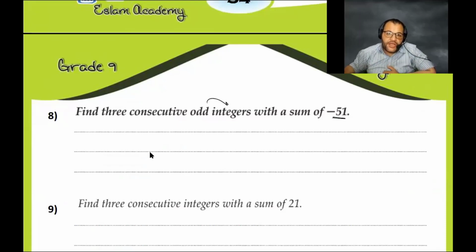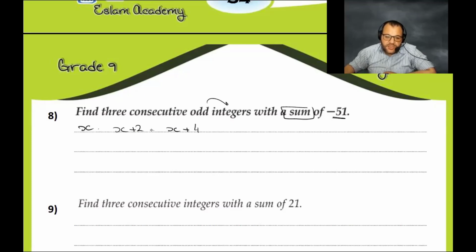I need 3 consecutive odd numbers. What is the meaning of sum? It means you add them. The first one is x, the second is x plus 2, the third is x plus 4.